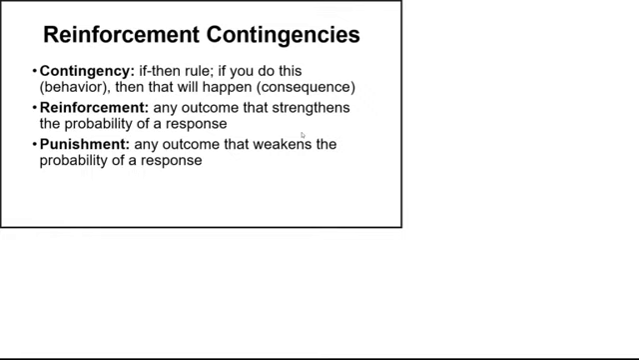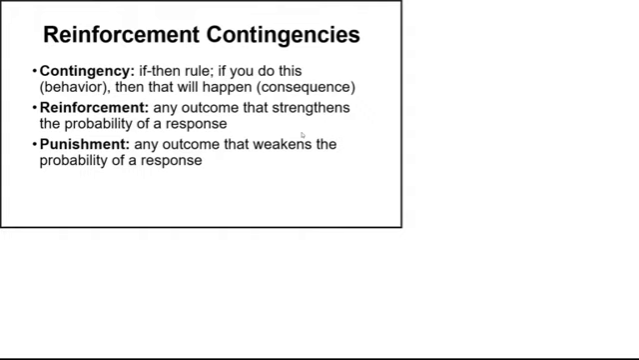So here we're going to have a couple of different ways to divide this up. We're going to focus on sort of two axes. The first is the idea of reinforcement or punishment. So reinforcement is any outcome that strengthens the probability of a response. So when we use the example of a rat pressing a lever and getting food for that action, that would be reinforcement, because getting food is a good thing and it would make them more likely to press that lever in the future. Punishment is the opposite, any outcome that ends up weakening the probability of a response.